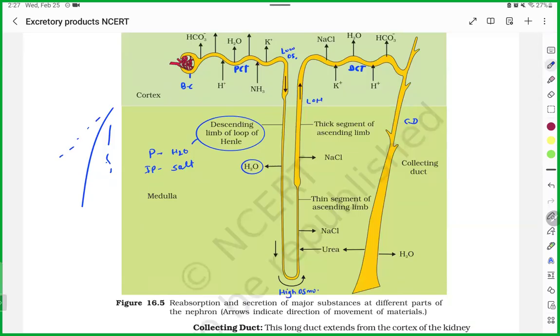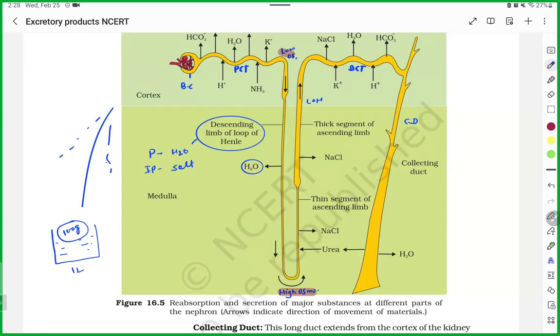Any doubt? Can you repeat? Down the limb, when water is removed, what is happening? Salt is becoming concentrated. Yes, sir. More concentrated means high osmolarity. Less concentrated means low osmolarity. Highly concentrated means high osmolarity. For example, you have a container. This container contains 1 liter of water and 100 gram of sugar.